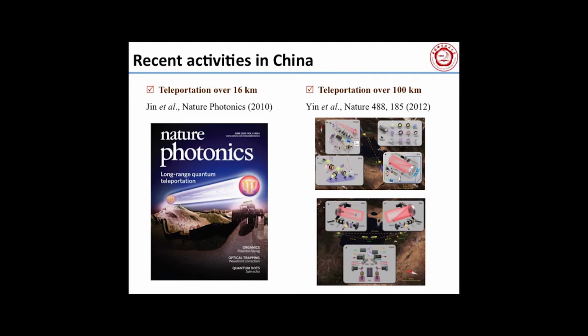And also we have moved to long distance. In 2010, on the Great Wall of China, we teleported a photon away to a distance of 16 kilometers. And in 2012, at Qinghai Lake in West China, we teleported a single photon over a distance of 100 kilometers, which is also a pre-step for the quantum satellite, which proves that the attenuation can be overcome if we send a photon from the ground to the satellite.